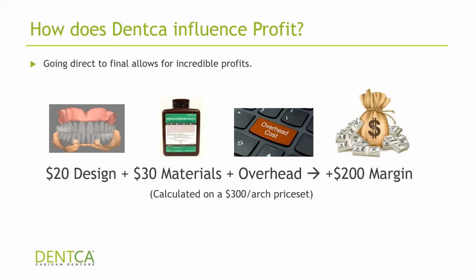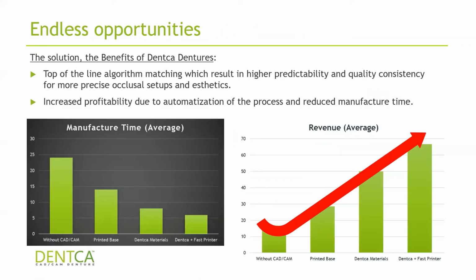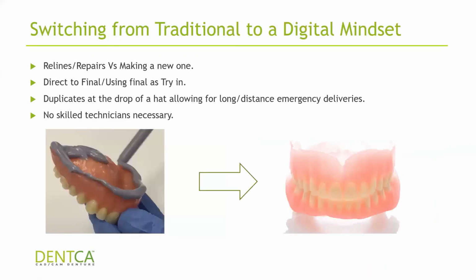So you're paying $20 for the design, roughly about $30 for the printable materials, plus whatever your overhead is. Many people calculate a specific overhead of about $50. So let's say, for simplicity's sake, you charge $300 an arch, your overhead can be $200, versus conventional, where I'm sure your earning margin is a lot less than $200 per arch. And if you have a quick 3D printer, then you can print these a lot quicker and do a lot more cases per day, which of course means a lot more money.